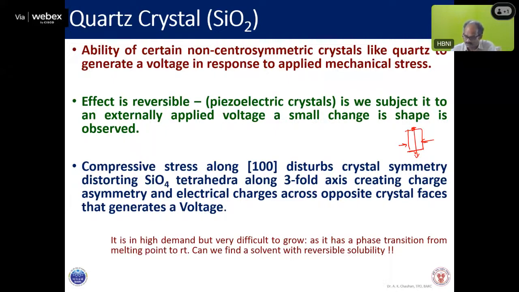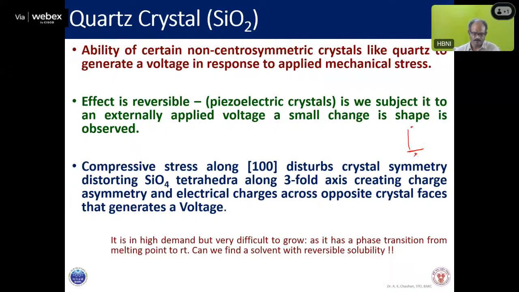And this effect is reversible. If you remove this stress, in that case this voltage will also go. And these are towards certain directions. So compressive stress along 100 disturbs the crystal symmetry, distorting the SiO4 tetrahedra in this crystal. And it creates a charge asymmetry, and therefore an electric charge is developed across the opposite crystal faces, like here and here.